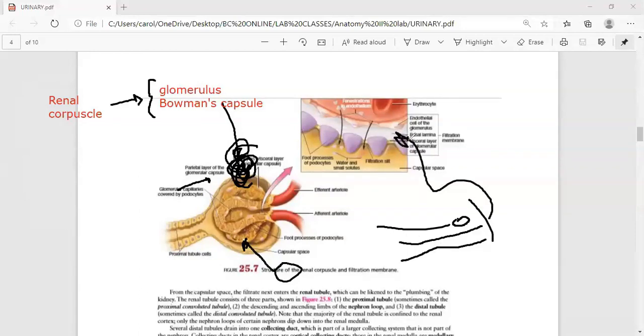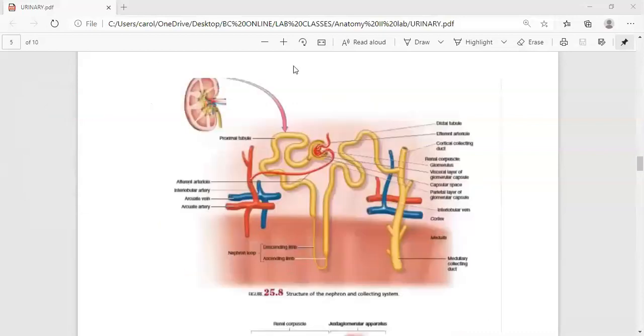So whatever is going to get filtered will have to go through the fenestrations, to the basal membrane, and in between the podocytes. Whatever gets filtered will go into the tube. This is the proximal convoluted tubule.